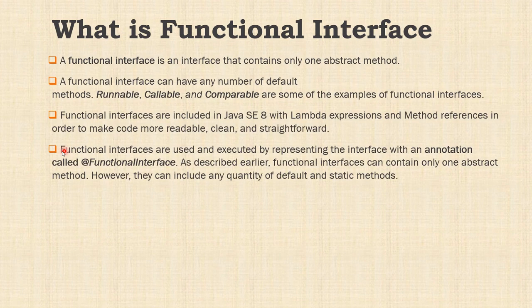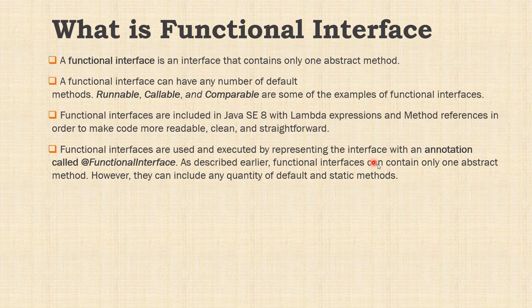Functional interfaces were included in Java 8 with lambda expressions and method references in order to make code more readable, clean, and straightforward. Functional interfaces are used and executed by representing the interface with the annotation @FunctionalInterface. As described earlier, functional interfaces can contain only one abstract method. However, they can include any quantity of default and static methods.